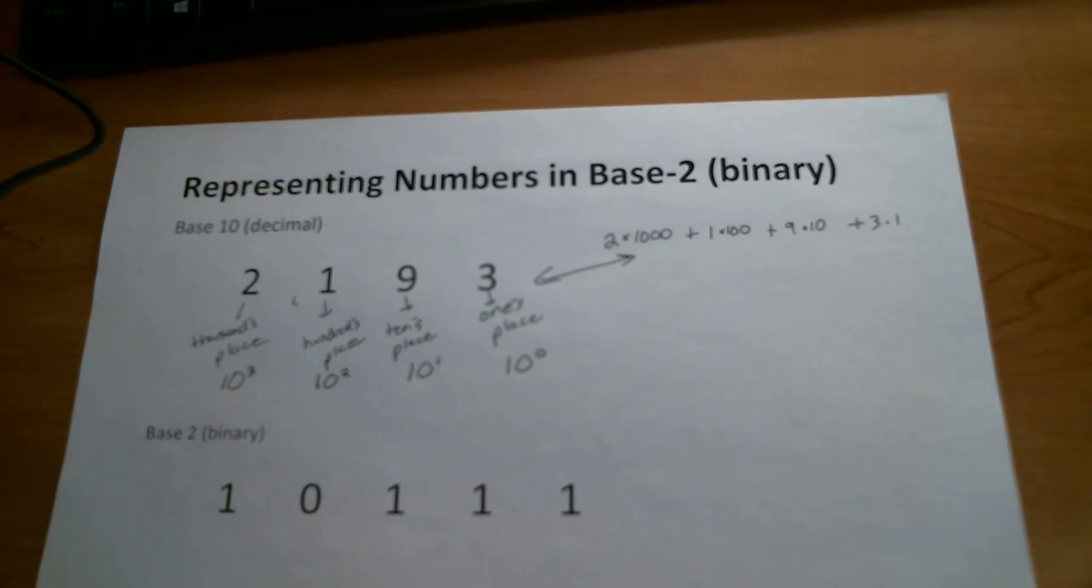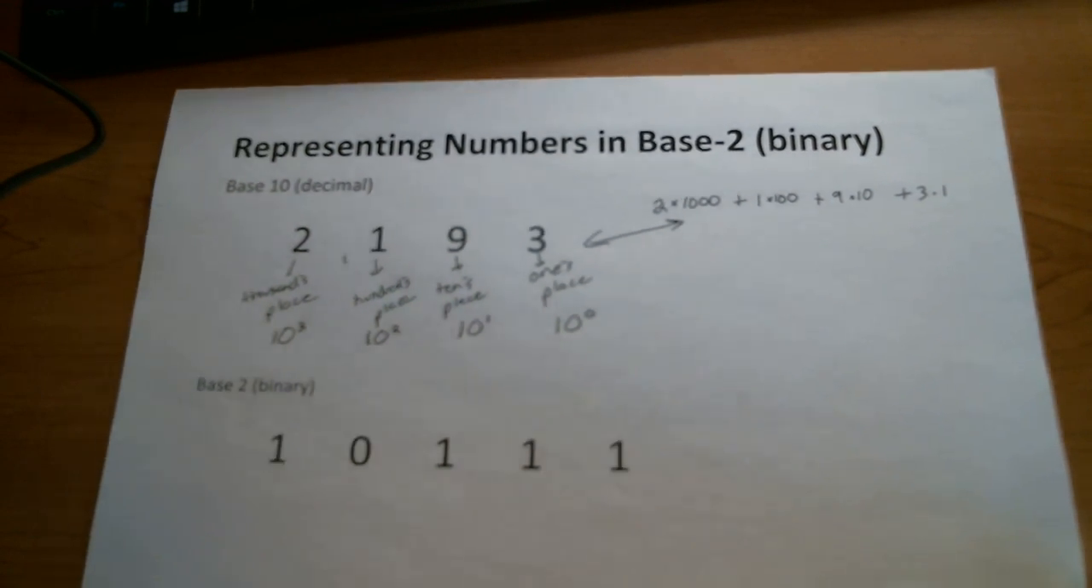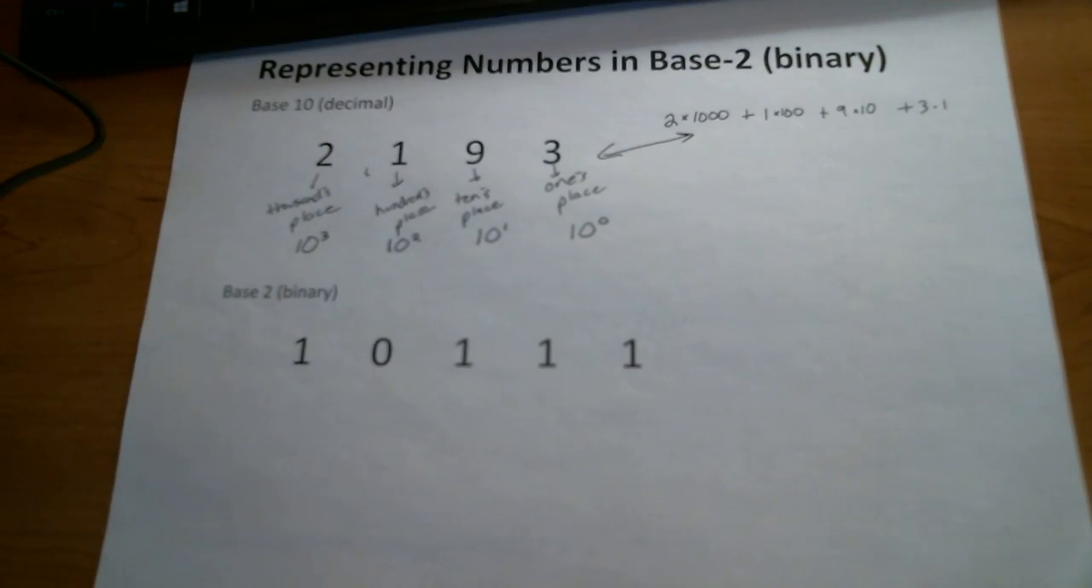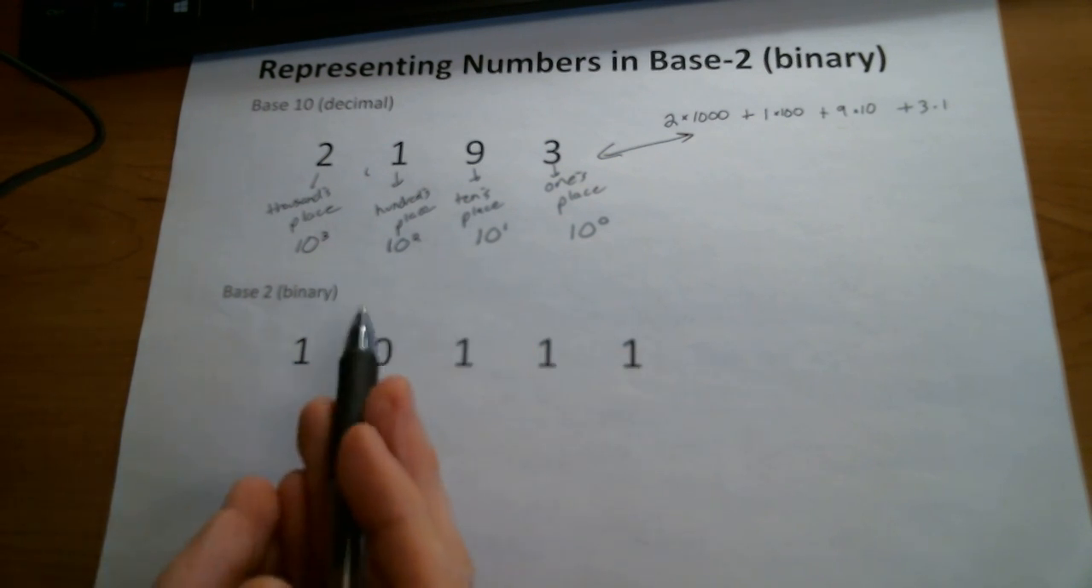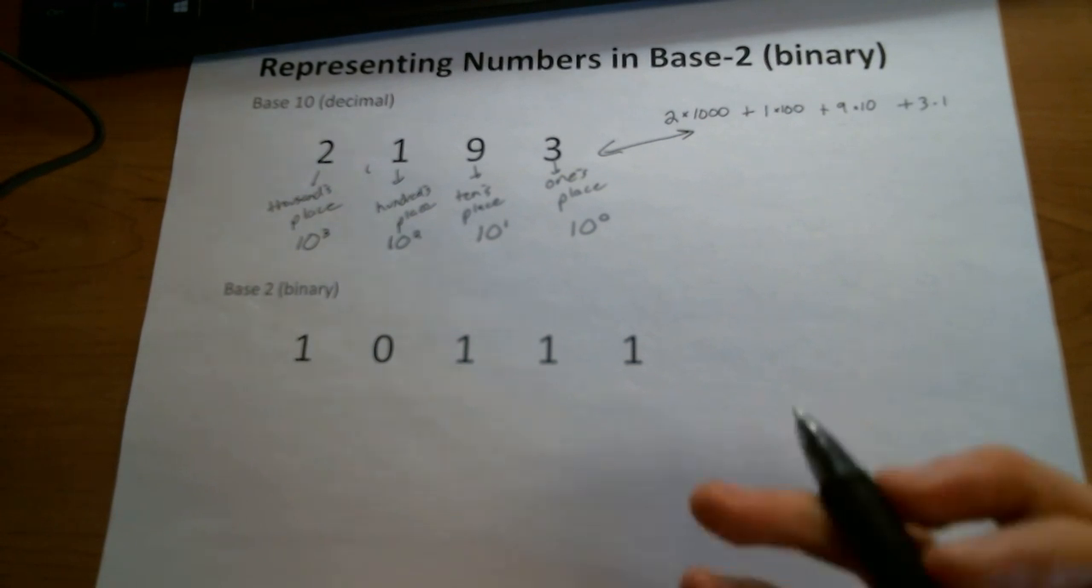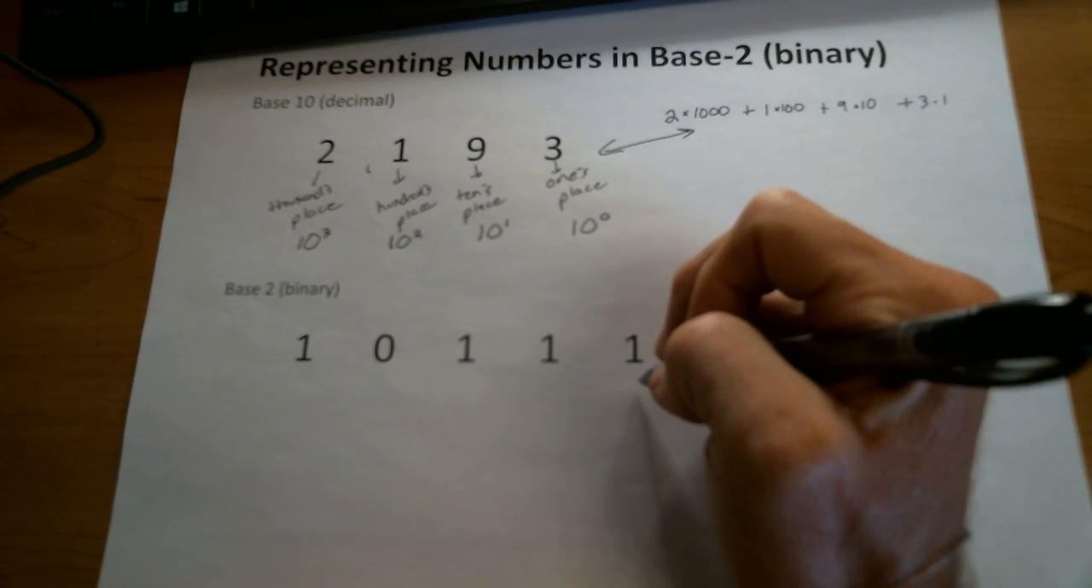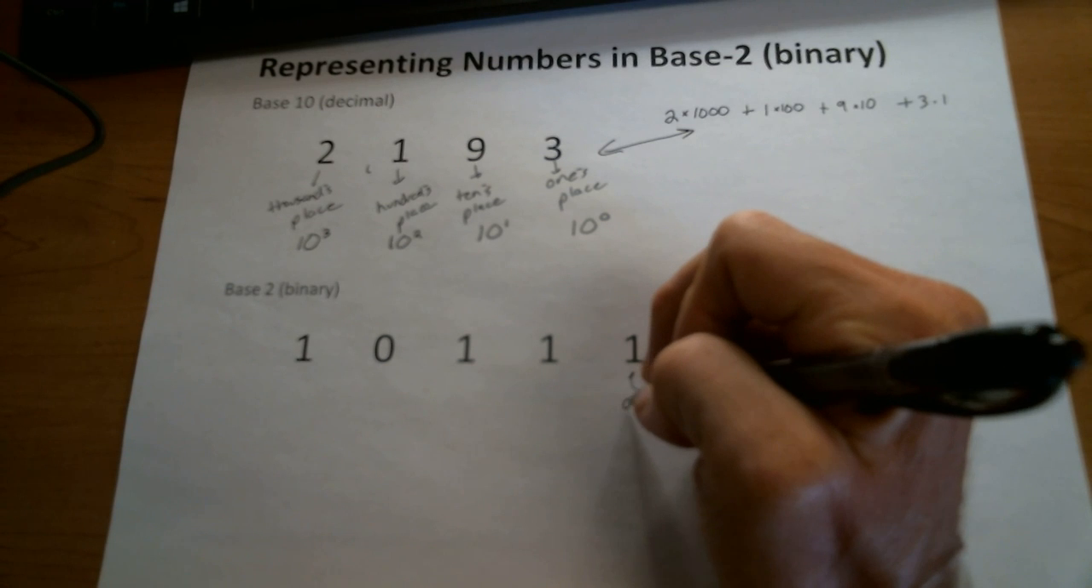We're going to take that same exact logic and apply it to this number down here, because this is not 10,111. It's binary 10111. Now, much like this had the ones place, tens place, hundreds place, thousands place, when we're dealing with binary numbers, we have the ones place.